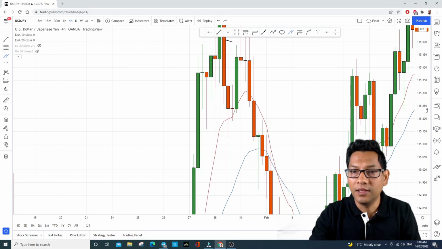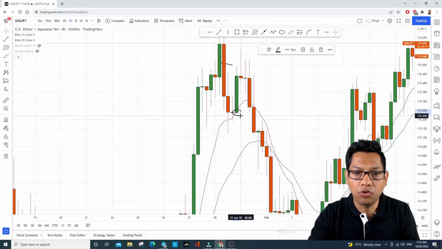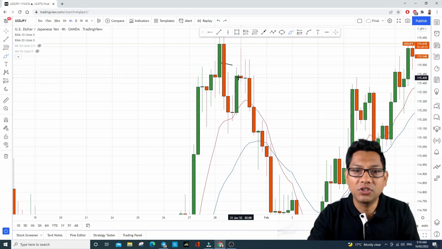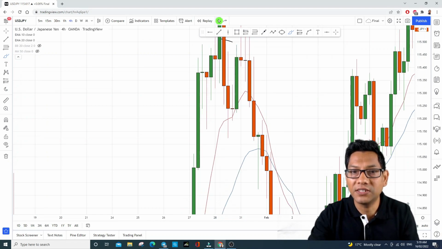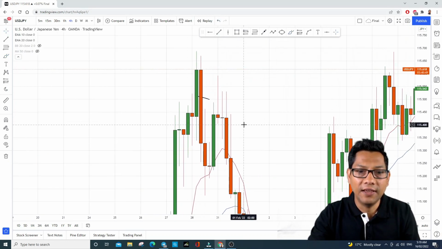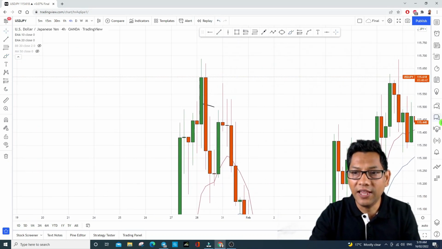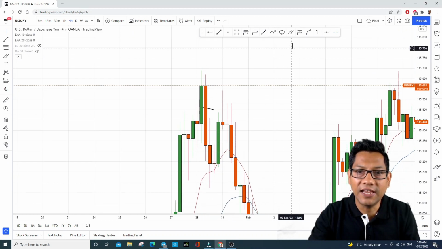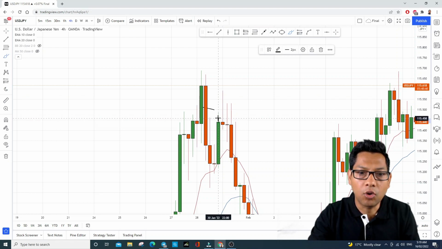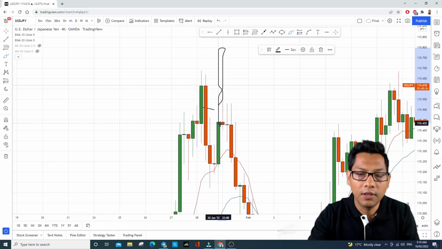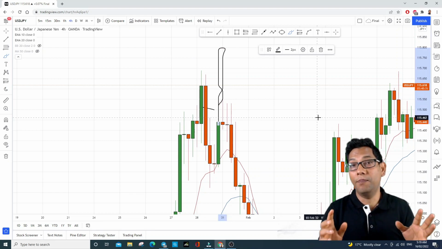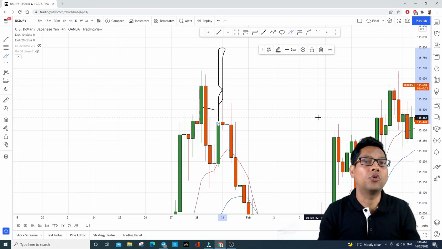And then the buyers try to take the control. They push the price high. Now when the buyers push the price high, you need to pay attention again to what the buyers are doing. Did they regain their strength? Let me show you. Let's say this green candle closed above something like this, then the buyers again took control.